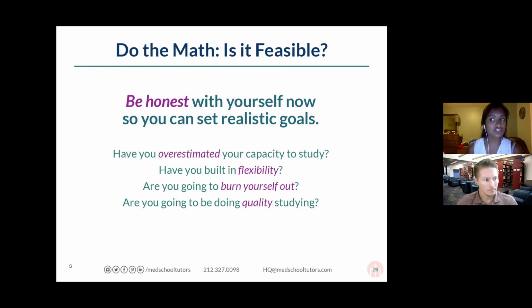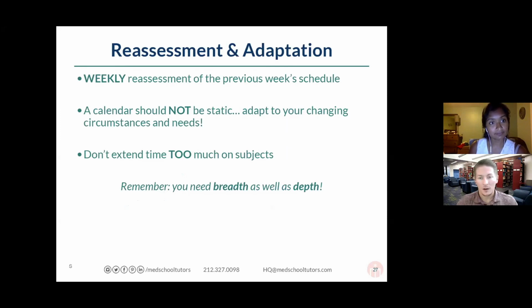So really check in with yourself every couple of days and take stock of A, your progress, B, your emotional state, and C, whether or not you're focusing on the topics you need to be focusing on. Yeah, I really like that idea of being honest with yourself about how well things are going. We should also zoom out and do that on a weekly basis as well. Even on a day-to-day basis, we should be saying, is this working?